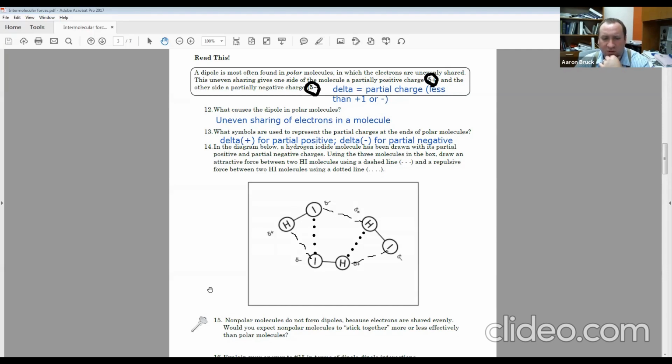For question 15, nonpolar molecules do not form dipoles because the electrons are shared evenly. Would we expect nonpolar molecules to stick together more or less effectively? Well, since they don't have dipoles and we don't have these positive-negative interactions, nonpolar molecules should be less effective in staying together than polar molecules.